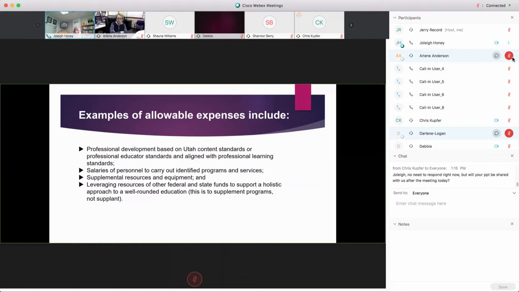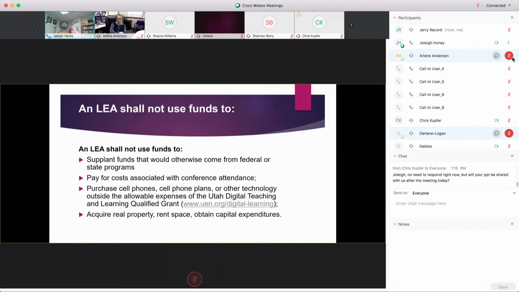What's not allowed is, and these are examples of allowable, I was thinking we were on the next slide. So hiring staff, having professional development, salaries, supplemental resources and equipment, and then leveraging resources of other federal and state funds to support a holistic approach. What is not allowed is supplanting funds that would otherwise come from federal or state programs.